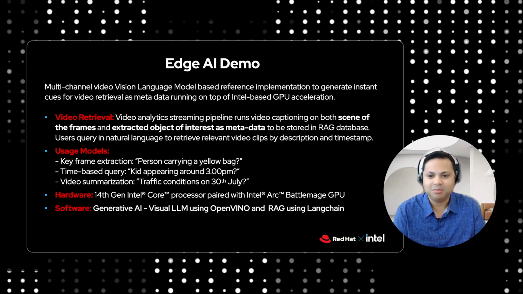This demo is based on a vision language-based multi-channel video retrieval and summarization use case deployed and managed using RHEL Image Mode. Vision language models are AI systems that process both images and text simultaneously and bridge computer vision and natural language processing. The key usage models for this demo are keyframe extraction with time and scene information, and also video summarization.